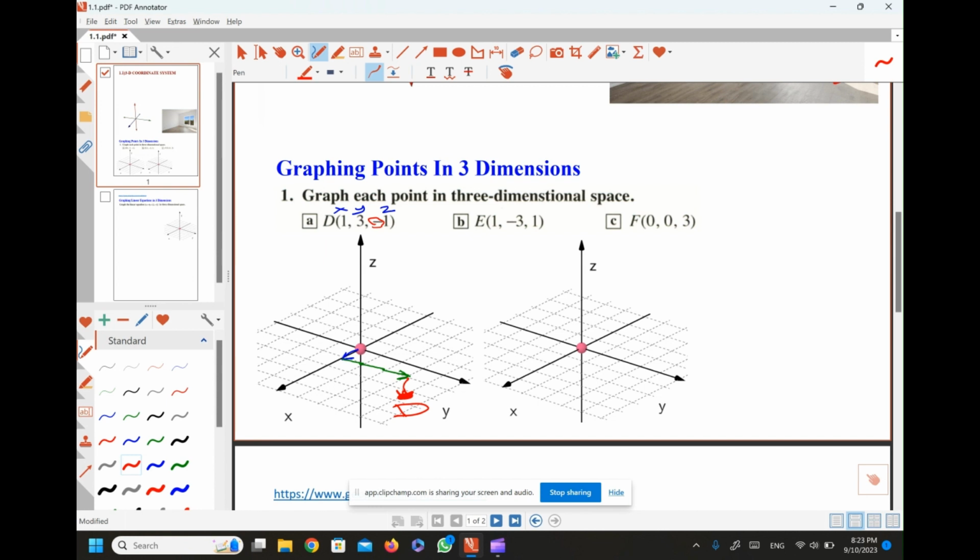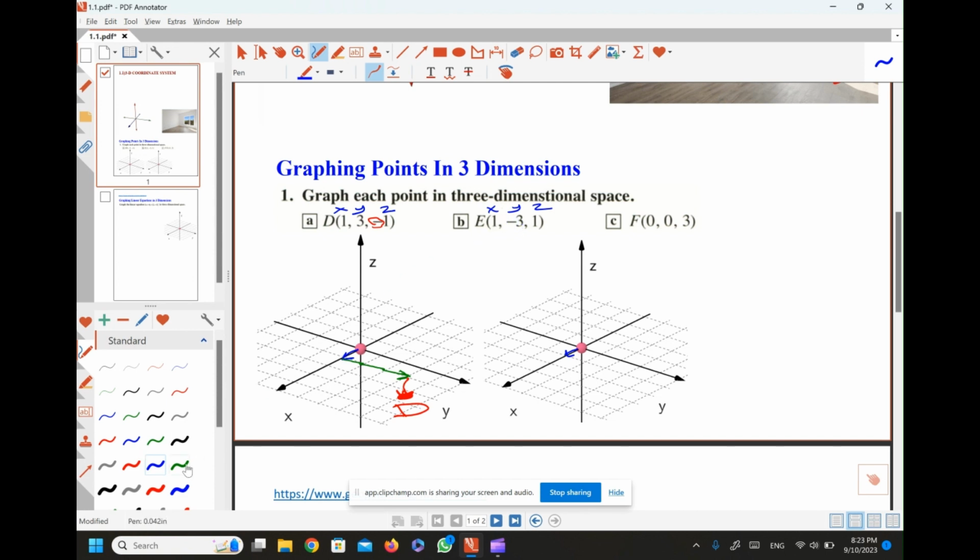All right. So let's try the other one. Let's graph point E. Starting from x, the first number corresponds to x, second is y, third is z. So we should go 1 unit away from the origin first. Again, x is positive and we're going in the positive x direction. This is 1. And the second number is negative 3.